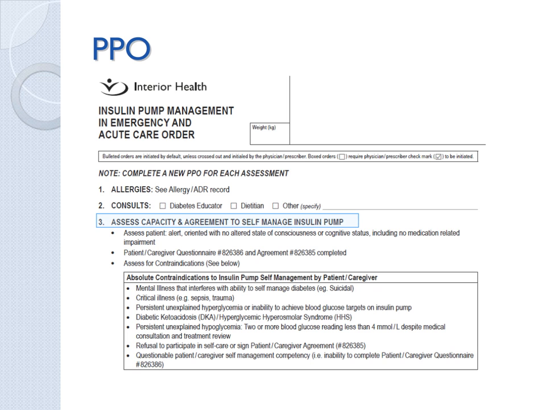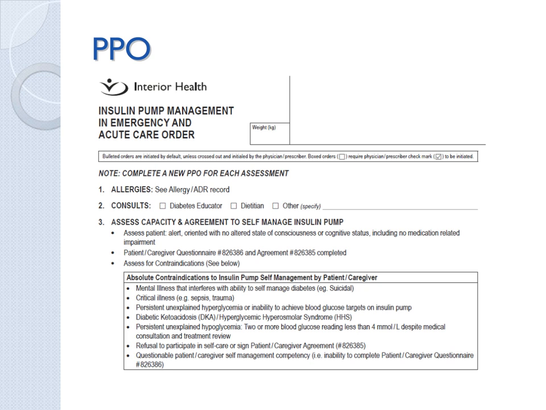Number 3 is the section to assess the capacity and agreement to self-manage the insulin pump. Patients are first assessed to be sure they are alert and oriented with no altered state of consciousness or cognitive status, including no medication-related impairment. The patient completes both the patient caregiver questionnaire and agreement.